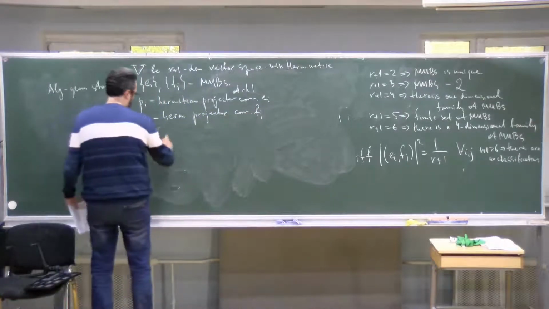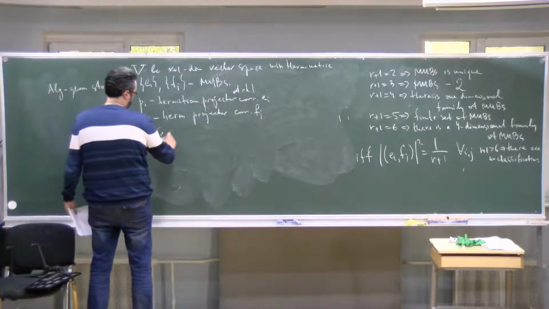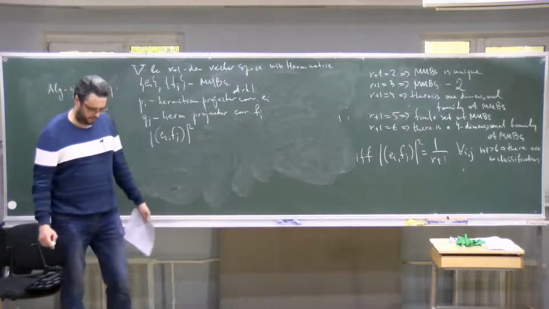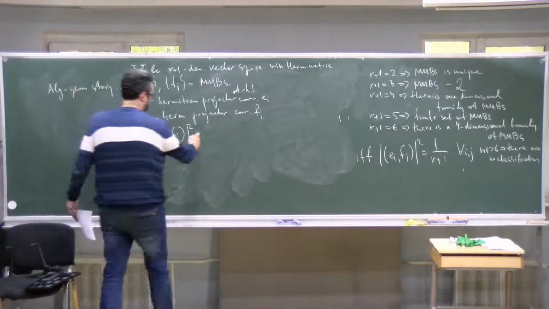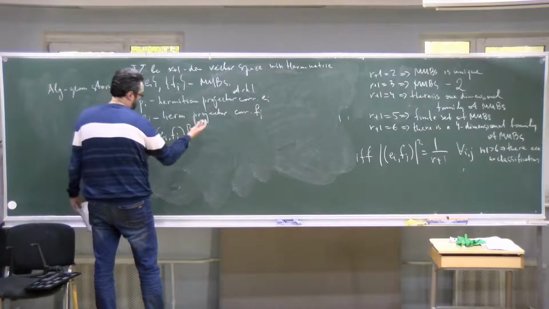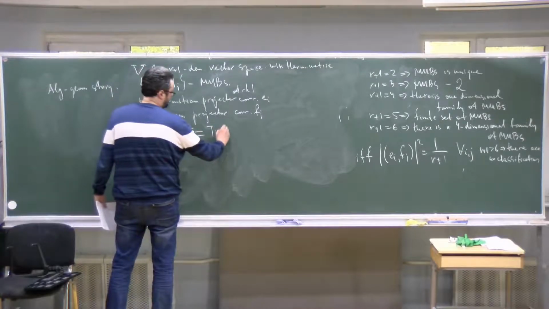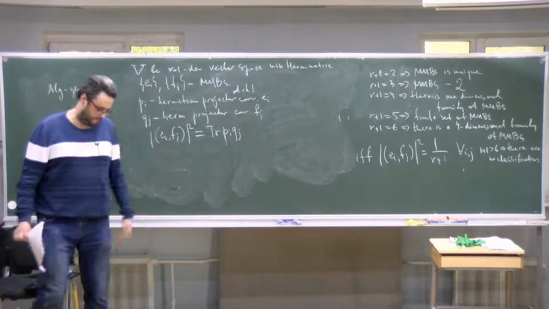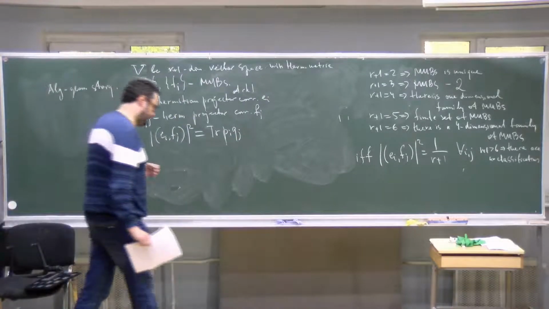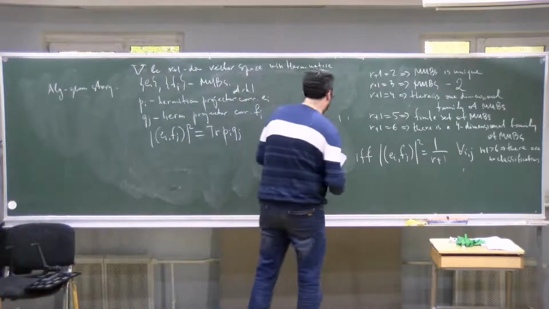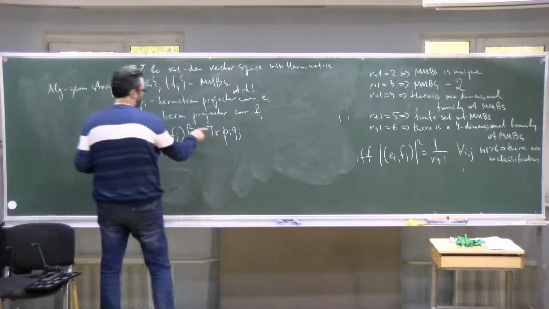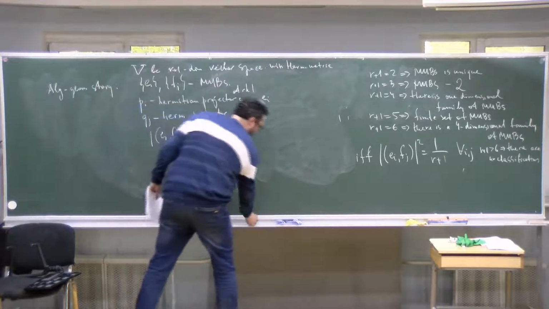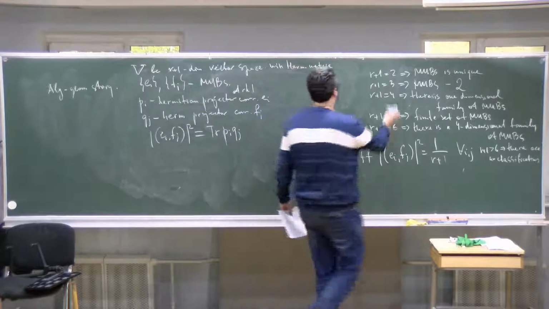What does it mean in terms of projectors? The square of the inner product is, as is well known, trace P_i Q_j. So we can formulate the following algebraic problem in terms of projectors. I would like to formulate it in these terms.